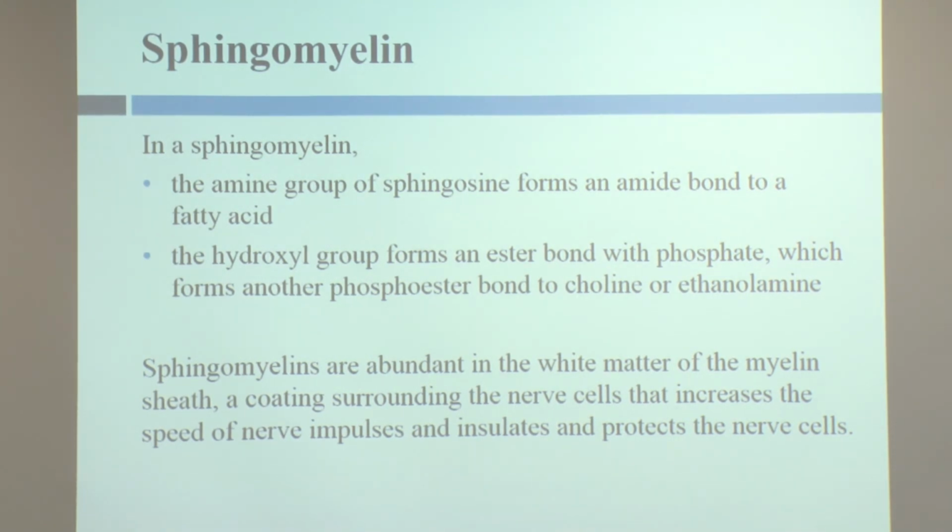So sphingomyelins are abundant in the white matter of the myelin sheath, a coating surrounding the nerve cells that increases the speed of nerve impulses and insulates and protects the nerve cells. So this phospholipid has a very important function, as you can see. It protects the nerve cells, increases the speed of nerve impulses, insulates them, and it is located in the white matter of the myelin sheath, a coating surrounding the nerve cells.